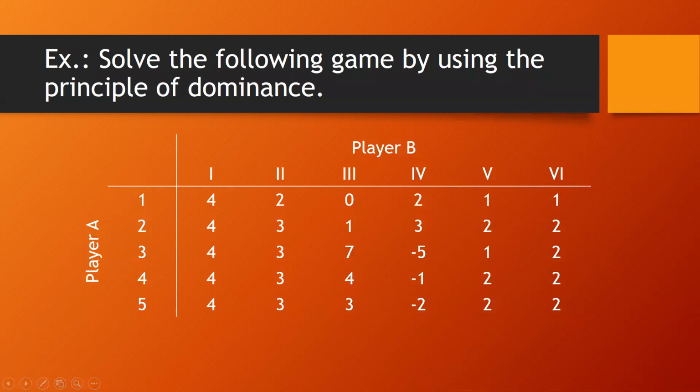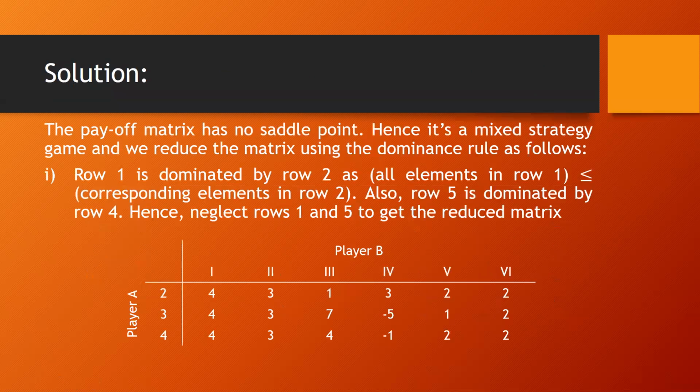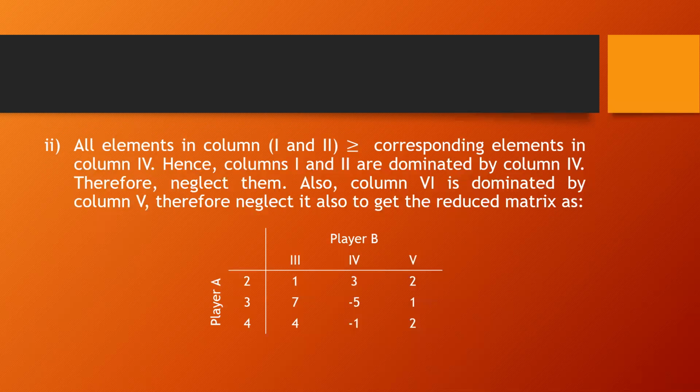Let us see the solution for this. This is what we did, and we removed rows number 1 and 5. I hope you have understood this. Then we removed the columns and we got this final 3 by 3 matrix. We cannot reduce this just by comparing it, so we need to go for the ratio.